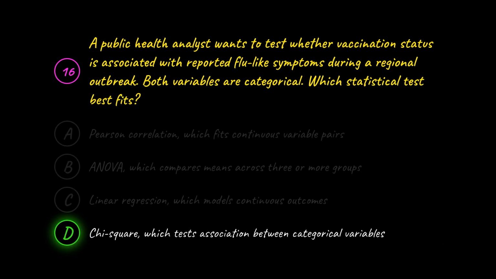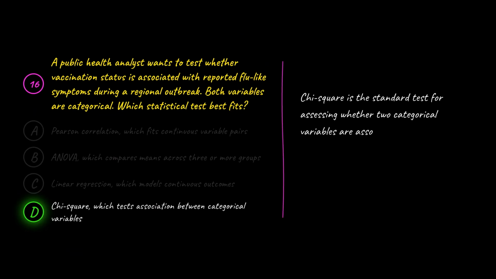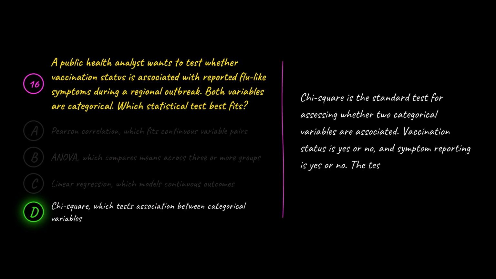The correct answer is D. Chi-square, which tests association between categorical variables. D is correct because chi-square is the standard test for assessing whether two categorical variables are associated. Vaccination status is yes or no, and symptom reporting is yes or no. The test compares observed counts in each cell of the contingency table to the counts expected under independence.